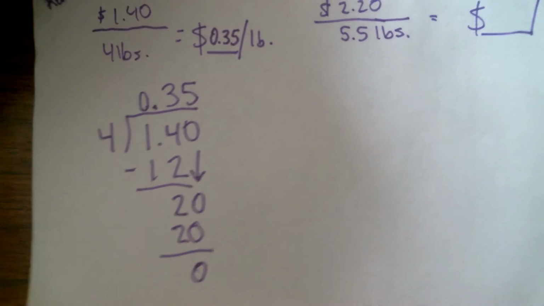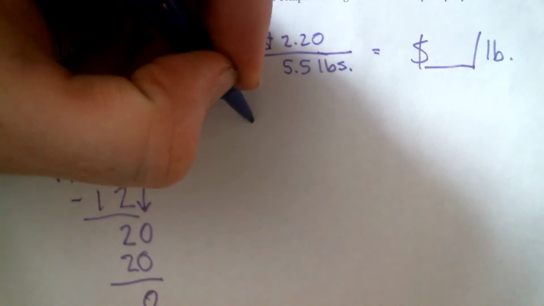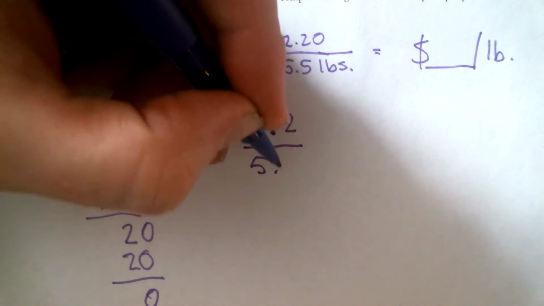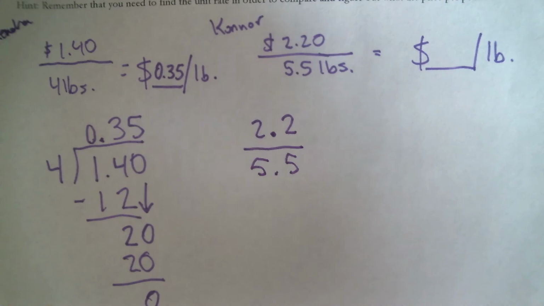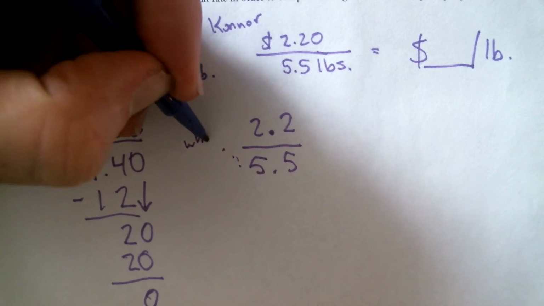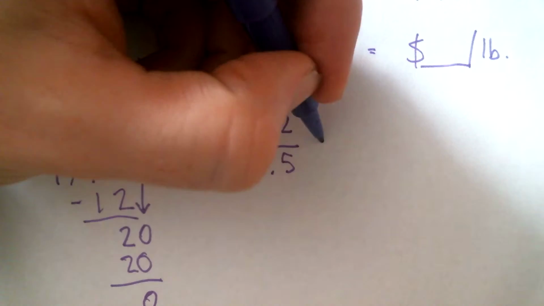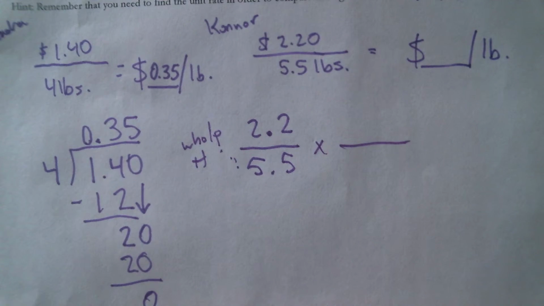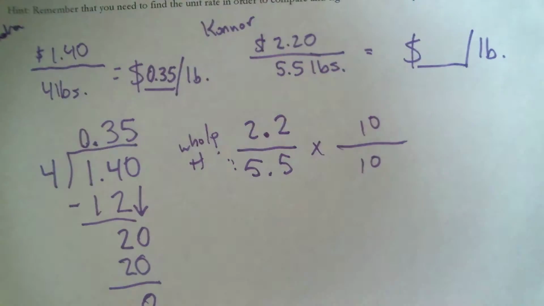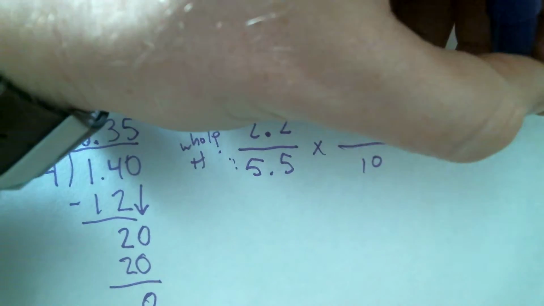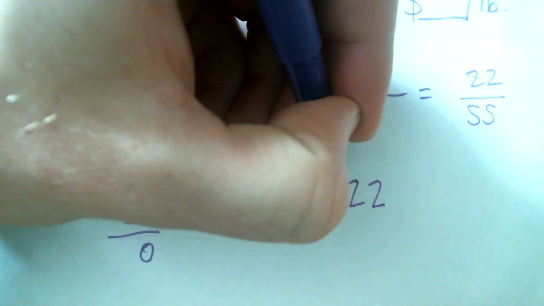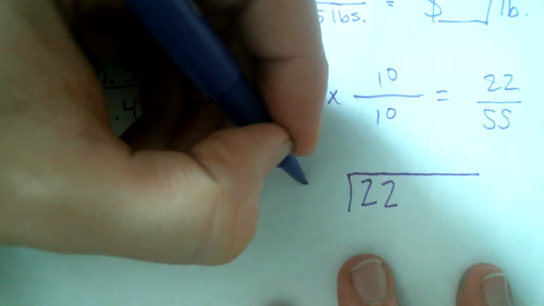So now let's try Connor's. Now with Connor's, we have a decimal down low. So this is the problem we're doing. But of course, how do I go about doing this? I need to make it so this is a whole number. Got to change it to a whole number. So I want to think, what could I multiply it by, that would still keep it the same? I need to move it one place, so I multiply by 10. So I end up with 22 divided by 55 is my actual problem I'm working on. So I'm doing 22 divided by 55.